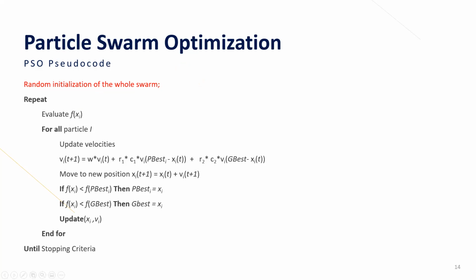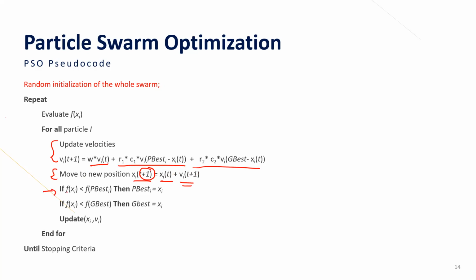Okay. And then after you evaluate each particle, for all particles, there are several steps that you need to do. First, you need to update the velocity. Okay. It means where do you want to move this particle next based on the formula that we discussed earlier. There is inertia weight, there is personal best, there is global best. Okay. And then after you get the new position, you need to move to that new position, which is the position X, equals the current position plus the velocity that you calculated earlier.